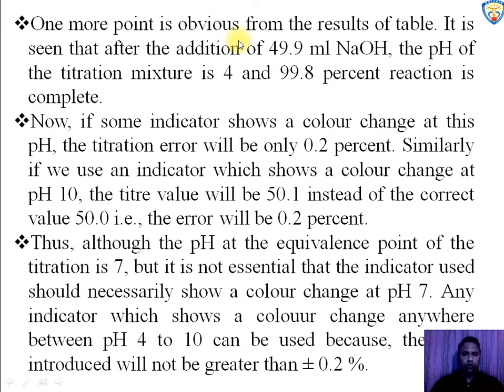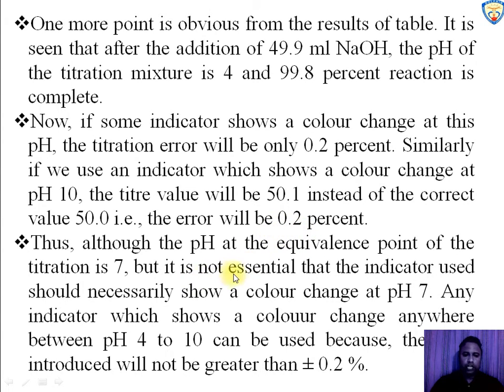One more point obvious from the table is that when we add 49.9 ml of NaOH, 99.8% of the reaction is complete and pH rises from 1 to 4, and after addition of 50.1 ml of NaOH, the indicator shows color change and there is excess of NaOH, that is 0.1 ml NaOH, which is equal to 0.2%. So the difference between end point and equivalence point is 0.2%, also called titration error. At this stage pH is 10, again jumping by 3 units.